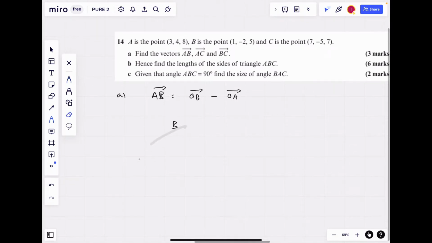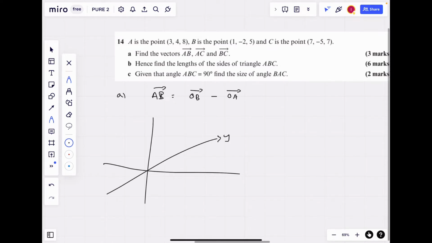Actually, let's not do it so random. Let's do it on an axis. There. Y, X, Z. 3, 4, 8. I'm going to say somewhere here. 1, minus 2, 5 is going to be somewhere there. So this is A, that's B, and this is my origin here.